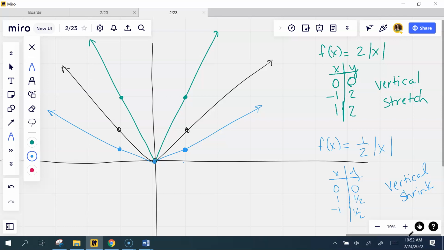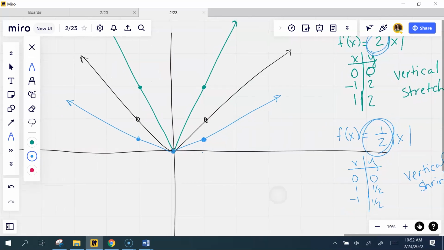Notice what happens. As this number in front gets bigger, what's happening to my graph? It's getting skinnier, right? And as this number in front gets smaller, my graph's widening up. That's exactly what we saw with our quadratics. Remember when we talked about that A in front and what it did? Up, down, skinny, wide. Same thing that's happening here.